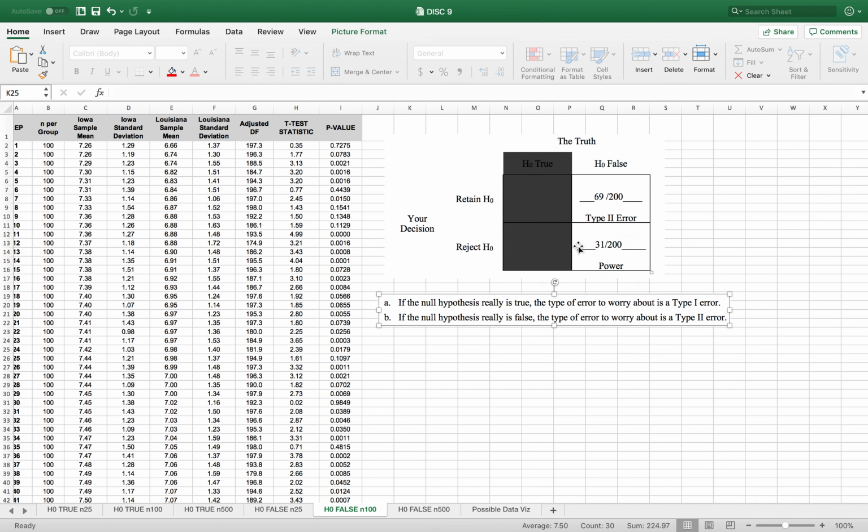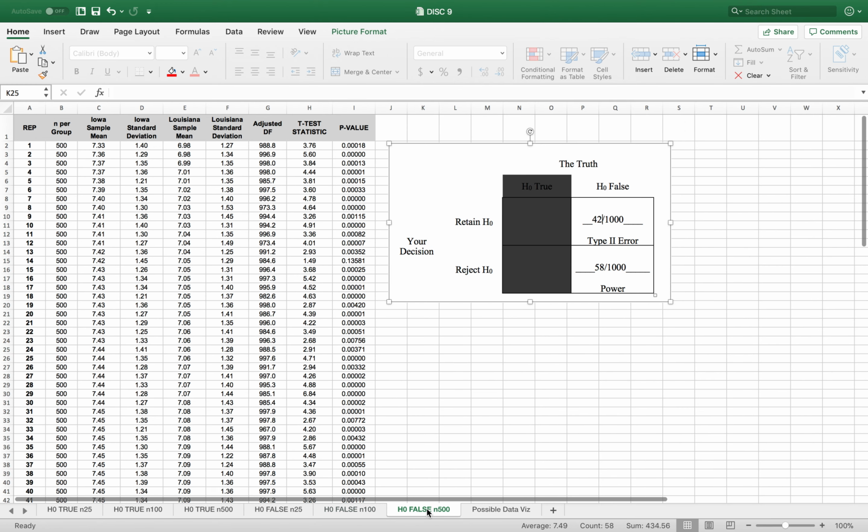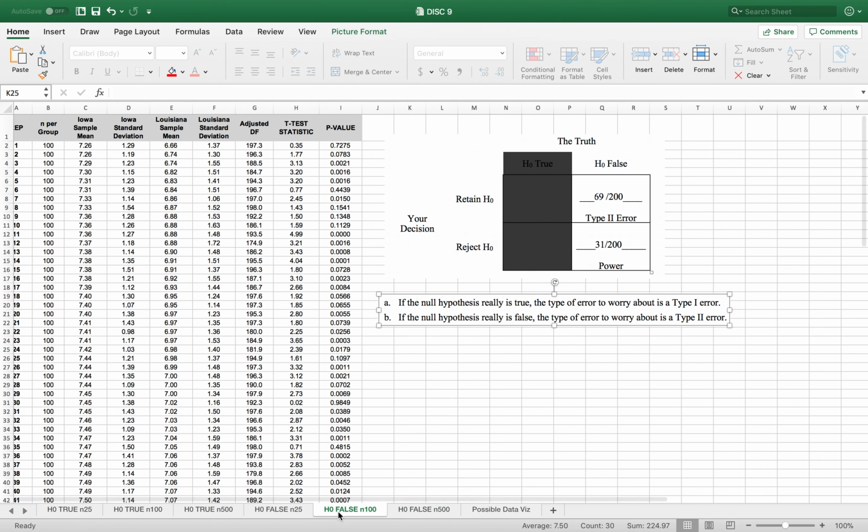Okay, so the next one, out of 100, I did the same thing. I counted 31 out of the 100 samples in both Iowa and Minnesota, and then I got 69 for my type 2 error. And for my type 2 error, I got 42 here and 58 for my power, which means that I did reject the false hypothesis. If we go back here, again, reading it, if the null hypothesis really is false, that's type 2 error. Okay, so then the possible data.